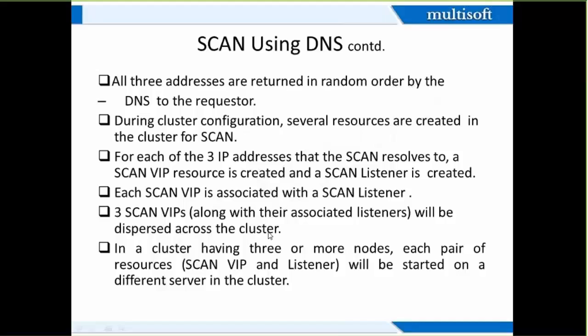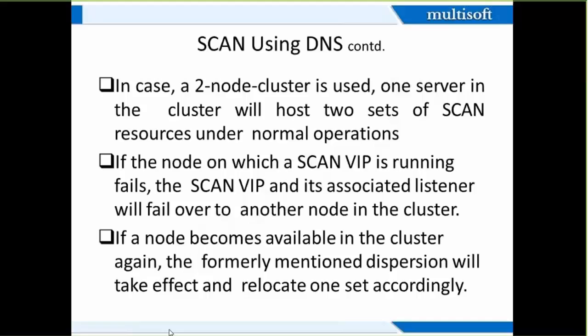Three SCAN VIPs will be dispersed across the cluster. Means suppose there are three nodes, all three will run on each individual node. If there are four nodes, any three can contain these three SCAN VIPs. In case of a cluster with three or more nodes, each pair of resources will be started on different servers of the cluster. Pair of resources means SCAN VIP is one resource and SCAN listener is the other resource. Both are allocated to three different nodes. In case of a two node cluster, one server will contain two sets of SCAN resources, means SCAN listener and SCAN VIP, and the other will contain one.